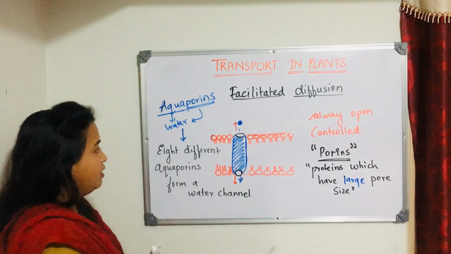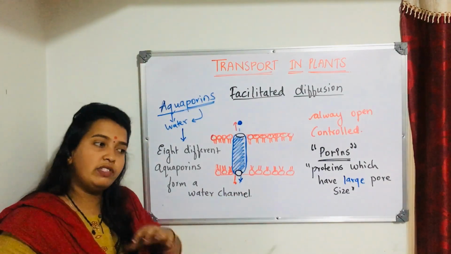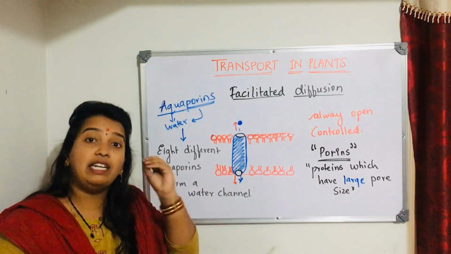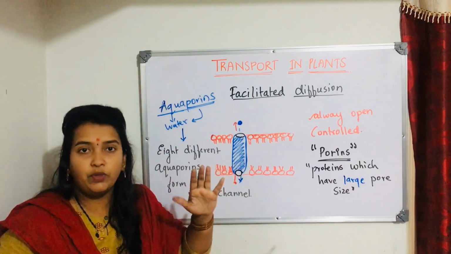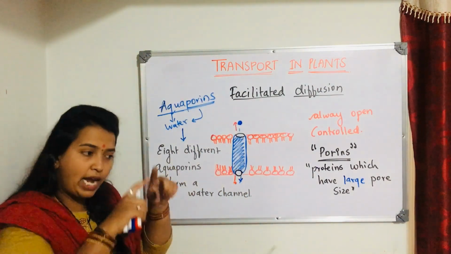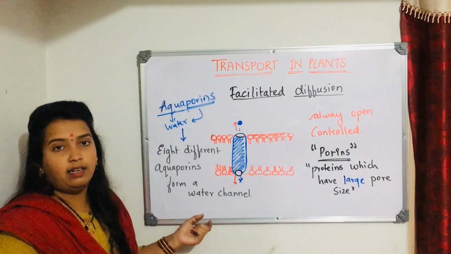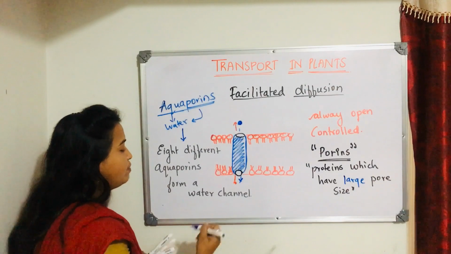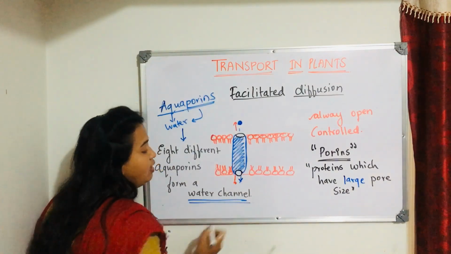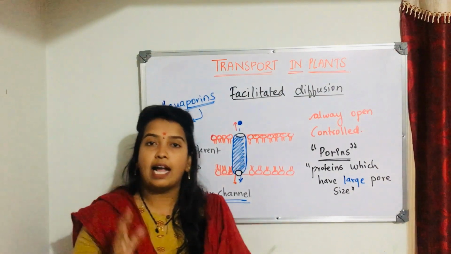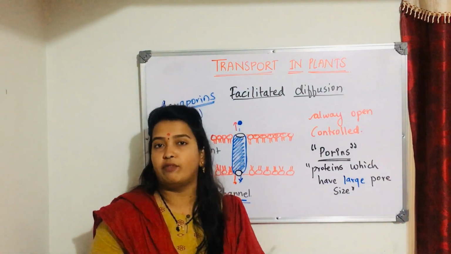See, aquaporins actually are proteins which allow water. Such 8 aquaporins are there which are different from each other. They are not the same, they all are different. So 8 different aquaporins together form a channel for water. We call it a water channel. So whenever a question comes, what is a water channel, remember a water channel is made up of 8 different aquaporins. This is what you have to remember.